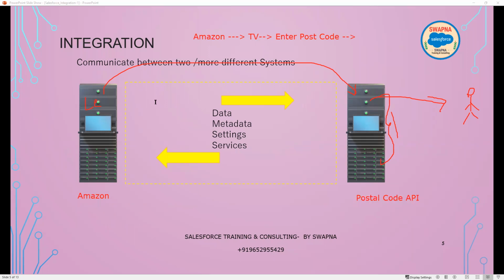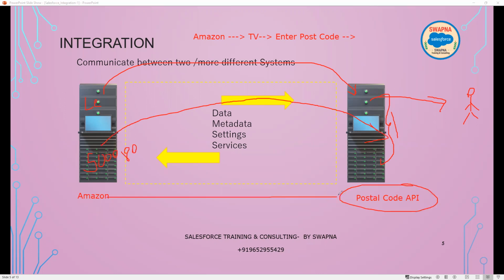As soon as I enter a postcode here in Amazon, say 50080, it immediately sends the information to the postal code API. Amazon is talking to this third-party system called the postal code API. Based on this API, we get a response back to Amazon, and Amazon displays whether this particular product can be delivered or not.